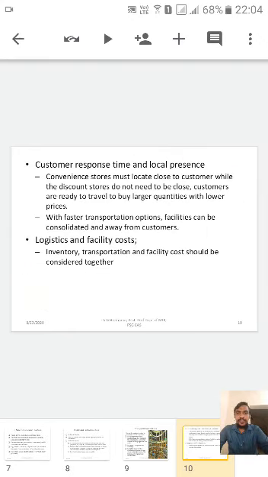Then customer response time and local presence. A convenience store must be located close to the customer, while discount stores do not need to be close, as customers are ready to travel to buy larger quantities at lower prices. With faster transportation, facilities can often be consolidated and located away from the customer. And the last factor is logistics cost and facility cost: inventory storage, material handling cost and transportation cost must also be considered in the network design of the supply chain. Thank you.